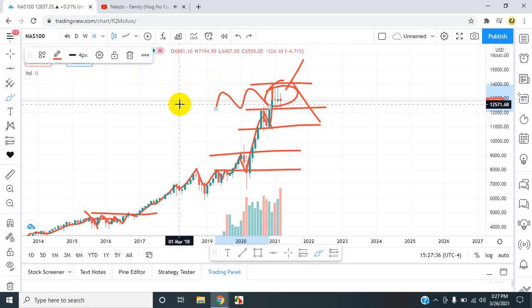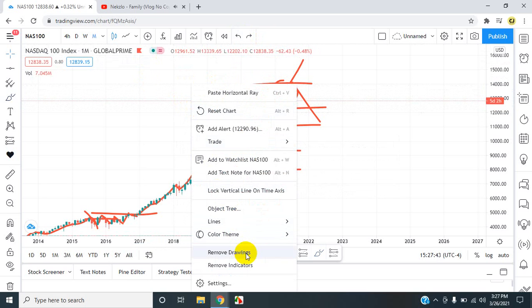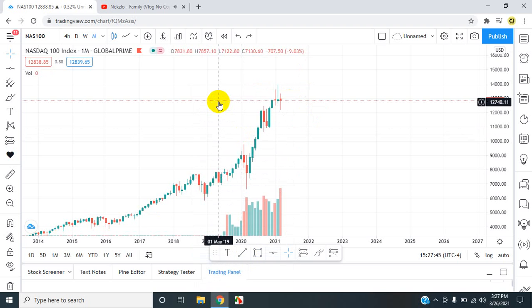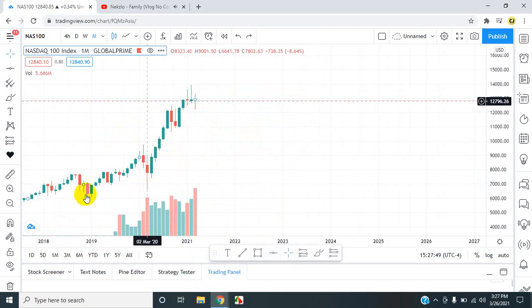So right now I'm going to clear my screen. My backspace is not working. I have to do a full removal of drawings. Okay, so back where price action is, we know that the market is in an uptrend.